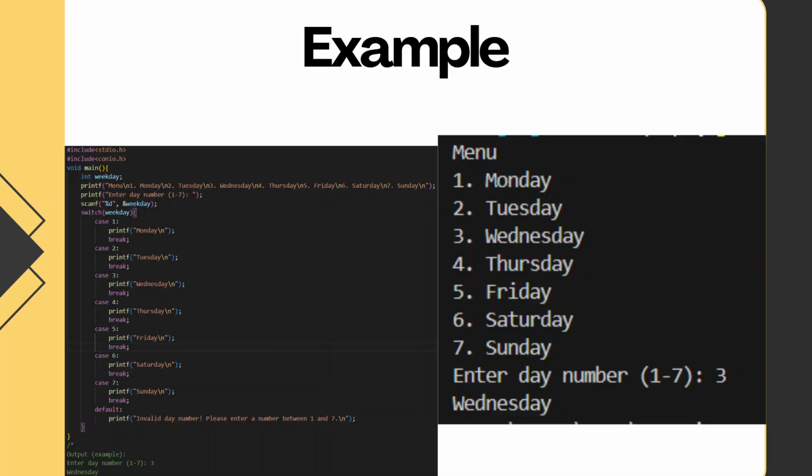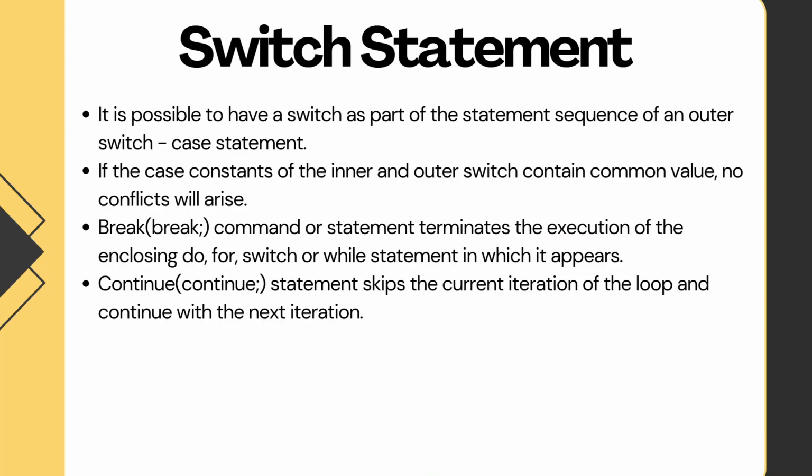In the switch statement we are writing switch weekday in brackets and we are writing the cases from 1 till 7 and printing Monday, Tuesday, Wednesday, Thursday, Friday, Saturday and Sunday. If none of these is true, the default statement is printed: invalid day number. Please enter a number between 1 and 7. For example, I have written 3. Then the statement Wednesday is executed.